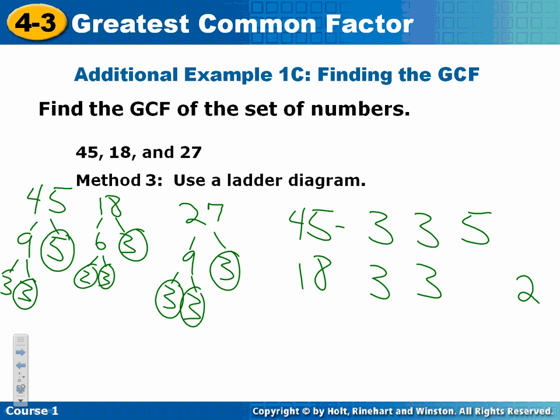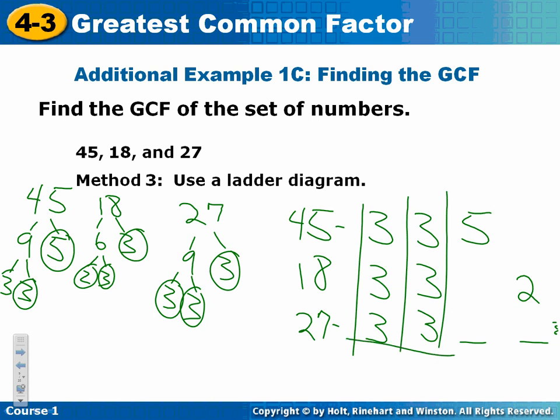And then for 27, I have 3, 3, 3. I can put a 3 here. I can put a 3 here. I cannot put a 3 there. I can't put a 3 there. I got to put it way over on the outside. Which columns are full? This one. These 2 are full. So we have 3 times 3. My greatest common factor is 9.